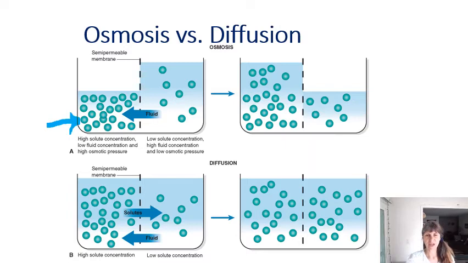Diffusion, we have our solute can move now. In osmosis, the water's moving. In diffusion, the solute's moving. And so as these solute molecules can now cross through that semi-permeable membrane, we see the solute is diffusing until it reaches equilibrium, and we have a fairly equal number of solute molecules on both sides. This is an ever constantly changing state in our bodies. These are just examples.